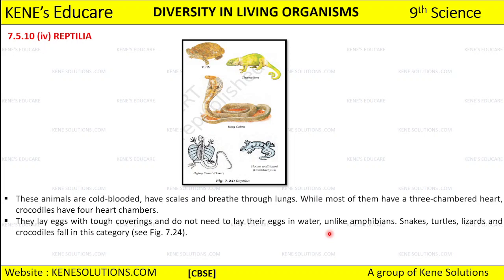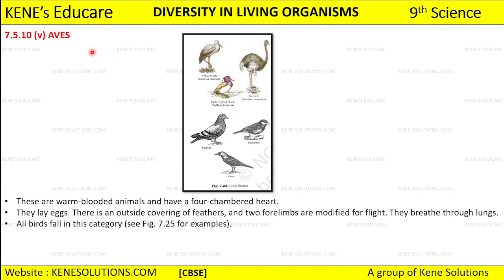Now the next class that we have is Aves. These are warm-blooded animals. All the classes we studied so far were cold-blooded, but Aves are warm-blooded and have a four-chambered heart. They lay eggs. We are all aware of Aves. Under Aves come all the different kinds of birds.